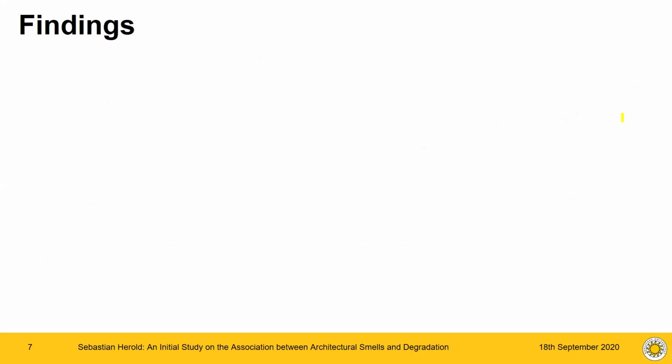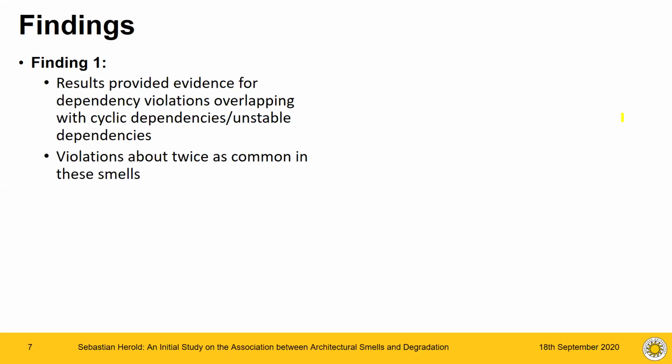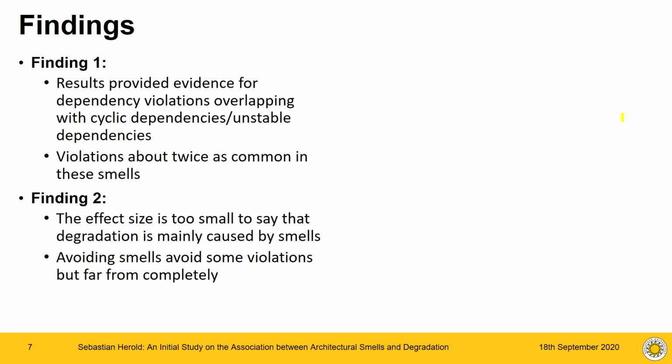So concludingly, we summarized this in 4 findings. The first finding is that the results provided evidence that dependency violations overlap with the cyclic dependencies and unstable dependencies. Violations were about twice as common in these smells. The second finding is that the effect size, though, is too small to say that degradation is mainly caused by smells. Avoiding smells might avoid some violations, but far from completely.